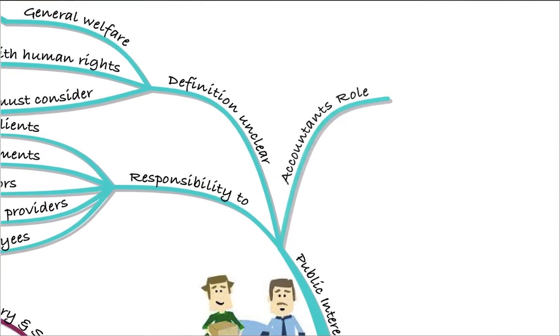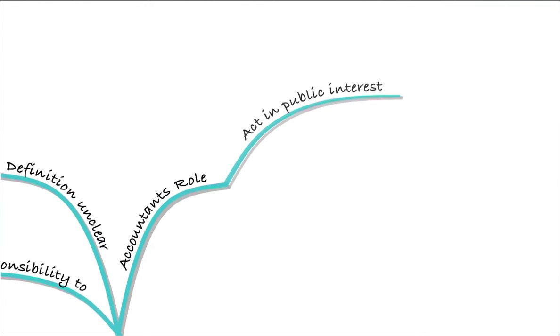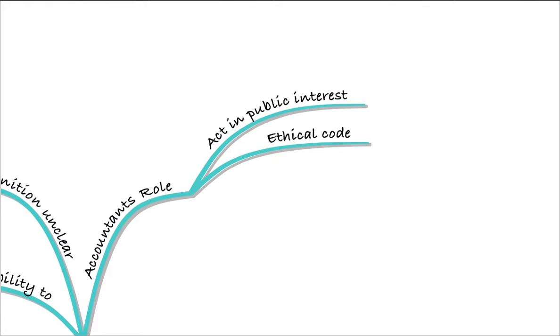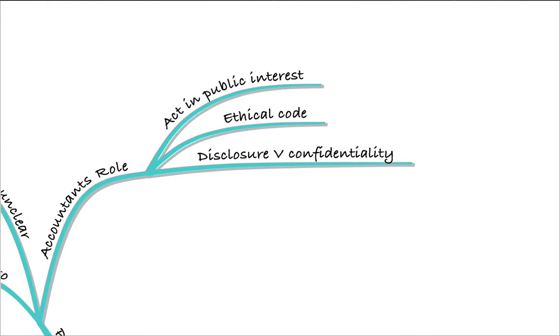When it comes to the accountant's role, well, remember, we must act in the public interest. We must follow our ethical code, and we need to weigh up things like disclosure of information in the public interest against our responsibility for confidentiality for the client.